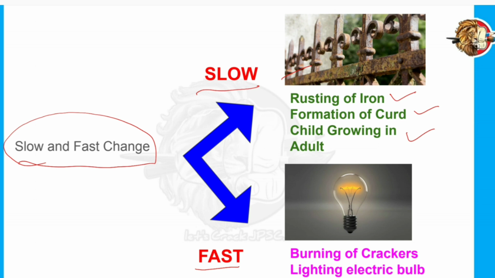Pure iron will rust in heavy rain, having oxygen around it, and within certain years it will get rusted. And formation of curd also takes a long time, and you know that a child growing into an adult takes at least 15 to 16 years.